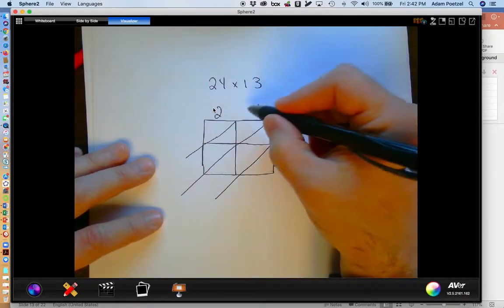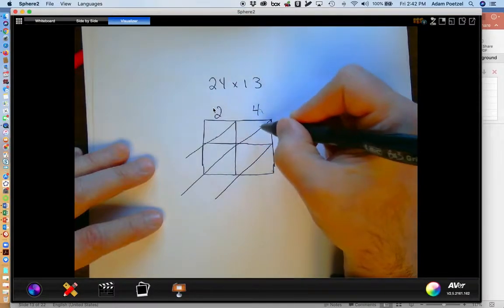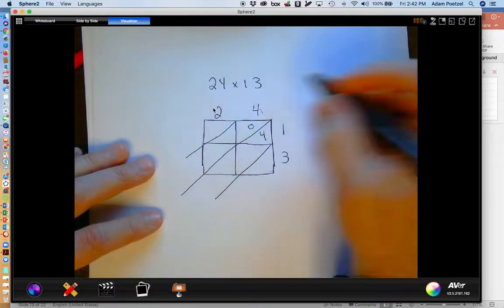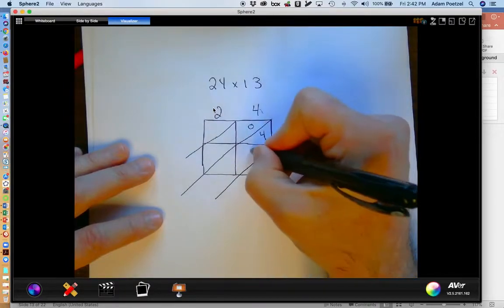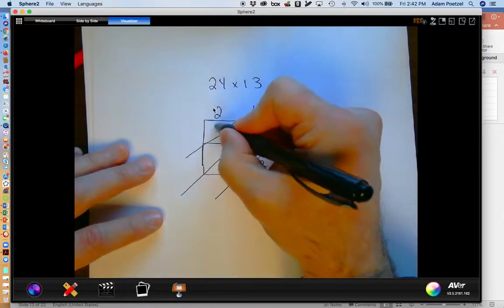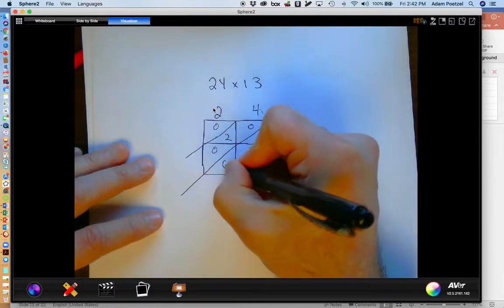But this is important. It might do like 4 times 1 is 4. But you notice there's 2 triangles here. If it's 4, I would just do this, 0, 4, kind of like that. If I do 4 times 3 and it's 12, I would write 12, 1, 2. 2 times 1 is 2, so I'd put 0, 2. And 2 times 3 is 6, so I would do 0, 6.